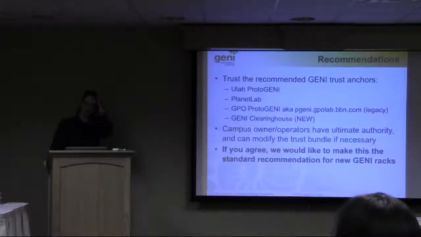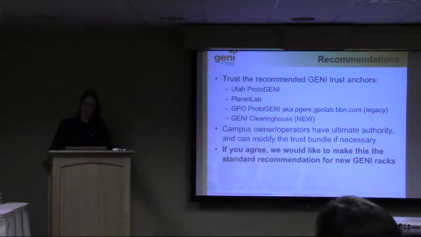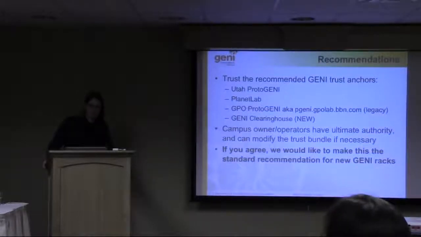And so we'd like to make a recommendation, and we wanted your approval for it. The recommendation is that there are 4 GENI trust anchors: Utah ProtoGENI, PlanetLab, the GPO ProtoGENI, also known as PGENI GPO Lab BBN.com, and then the new GENI Clearinghouse. Of course, campus owners and operators have the ultimate authority to modify their trust bundle as necessary, but if the people in this room agree, we'd like to make this the standard recommendation for new GENI racks as they come online, that these are the 4 trust anchors they should support.